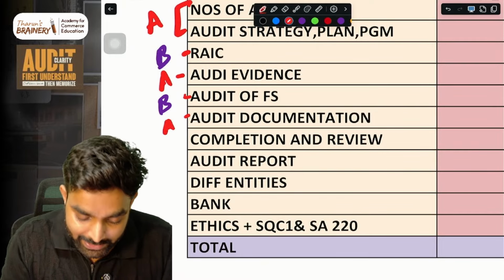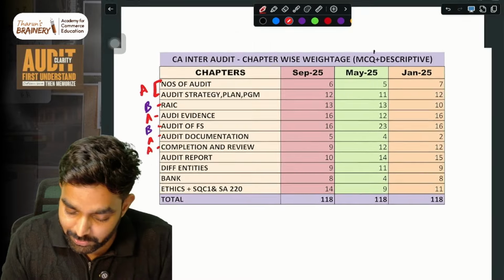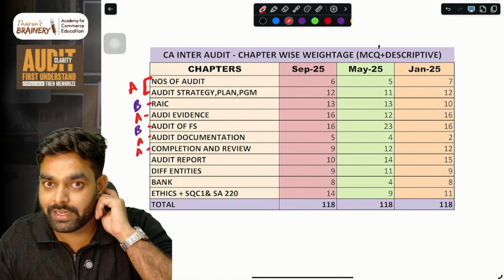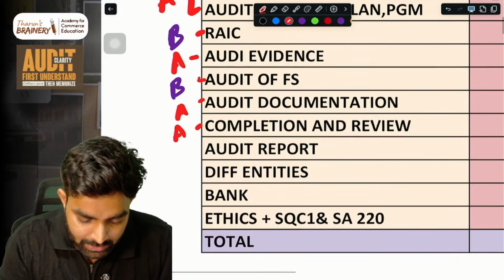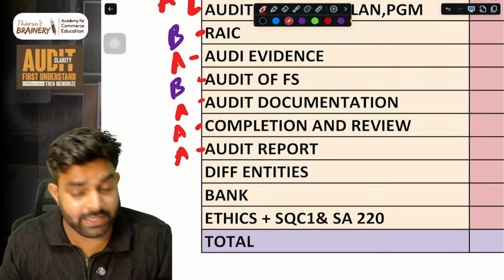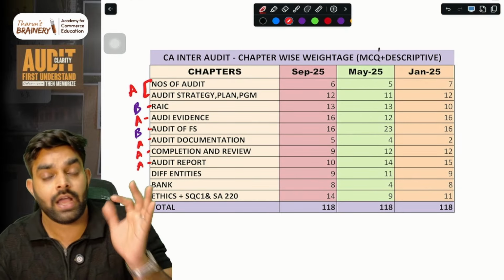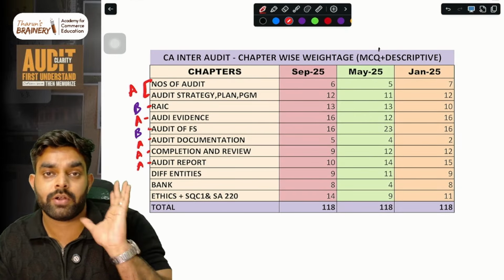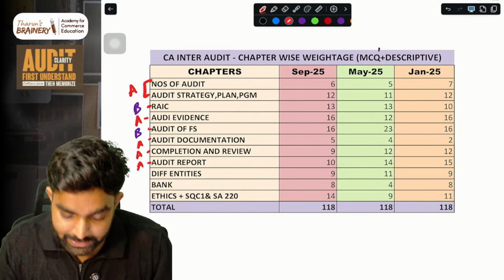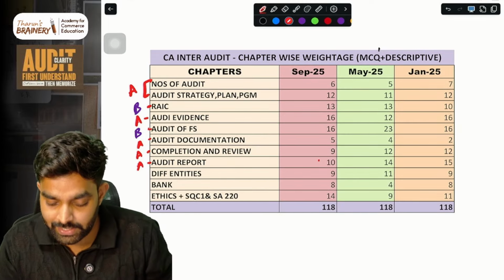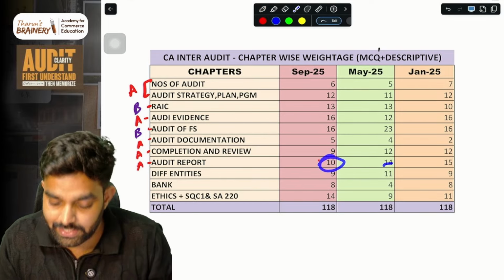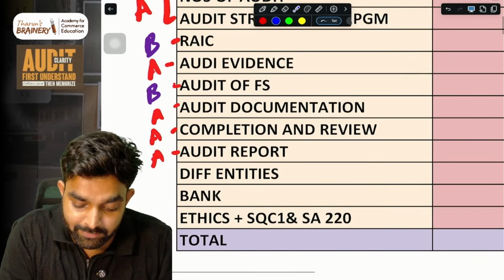Obviously, documentation is an A category chapter, and completion review is an A category chapter, because it is a 9-mark question and the book has only 10 to 15 pages at maximum. Audit report is 100% A category, because you have to understand CARO, 100%. Definitely a question will come from audit report, 2 or 3 questions, obviously at least 10 marks. Last attempt only 10 marks came, so this attempt the chance is a bit higher. So audit report, never skip.